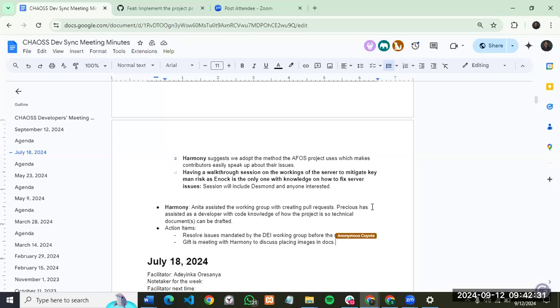Then Gift is supposed to meet with Desmond concerning something. I'm trying to remember. Okay, a blocker, yes. Gift, you are supposed to meet with Desmond concerning the blocker. Can you just talk about the blocker, use a name for it so that Winifred can correctly write it down? Okay, the search and filter functionality of the design. I need clarity on what the design flow is going to be on the UI.